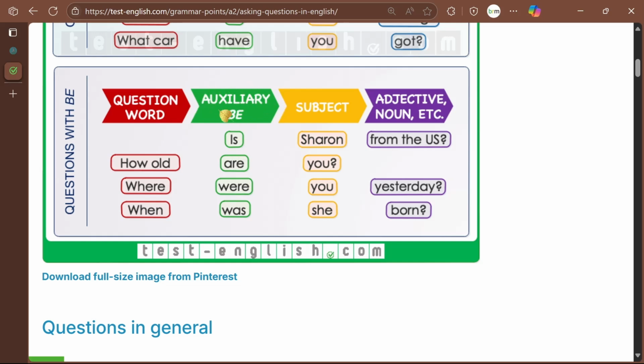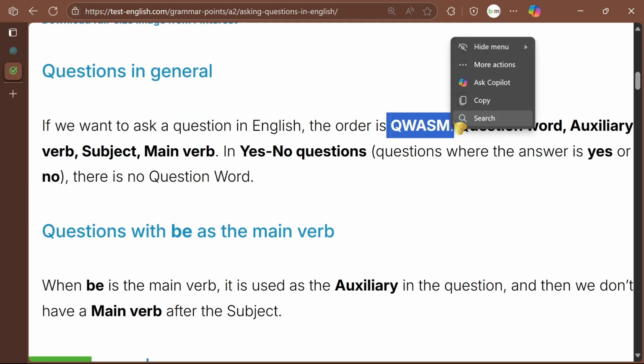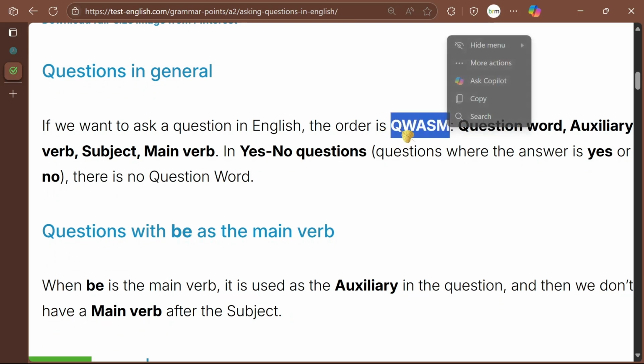I think it's not auxiliary be. It's just main verb be. Okay? So if you want to remember this, there is this mnemonic, QUASM. Remember, what was the word order for normal sentences? We had subject, verb, object, place, time. Yes. So for questions in general, it's QUASM. Yes, question word, auxiliary verb, subject, and the main verb.